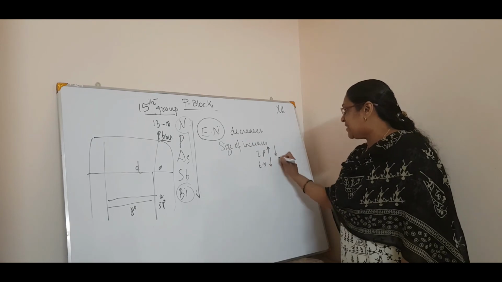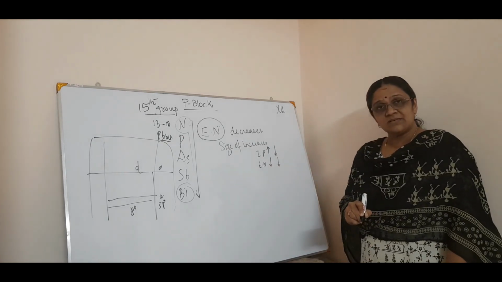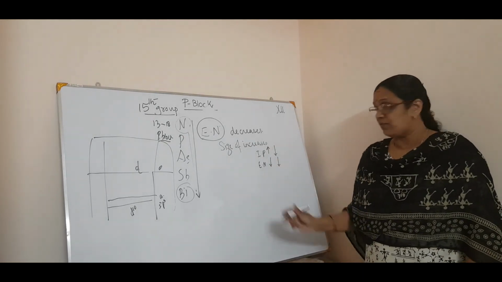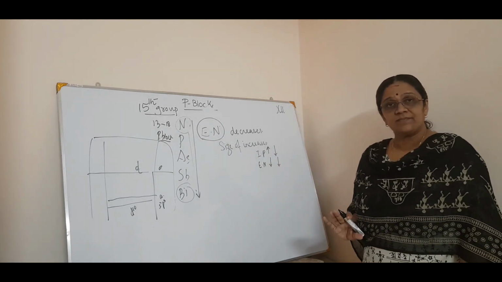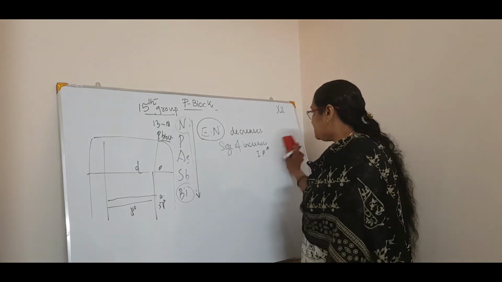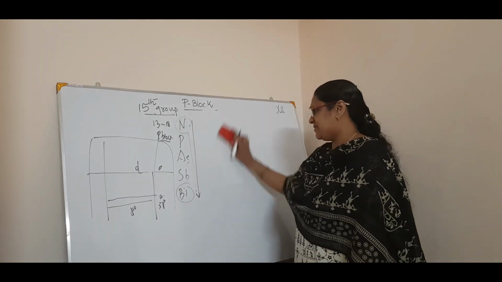Electronegativity decreases from top to bottom. See, like that you can have notes. So once you are seeing that, you can have an idea of what is there. Okay. Now we will see just the physical properties.